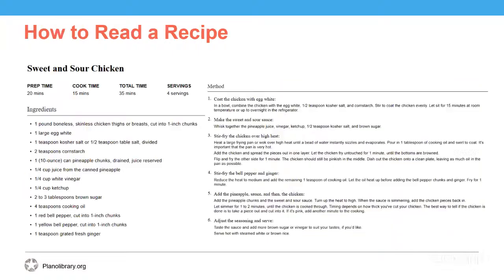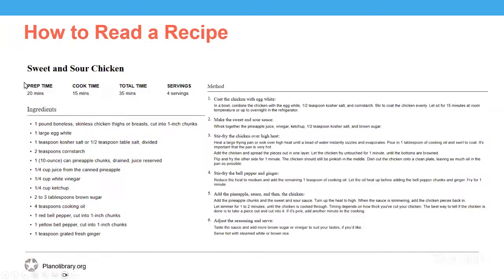Okay. So we're going to very briefly examine the layout of recipes to get a better idea of how to read them. First, we have the recipe name, and this gives you an idea of what to expect from the dish. So this is sweet and sour chicken, so we know the flavor profile and the protein that is included.